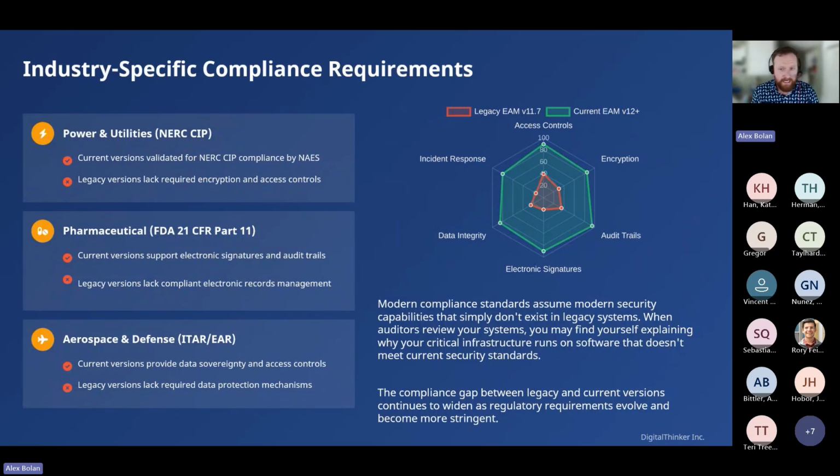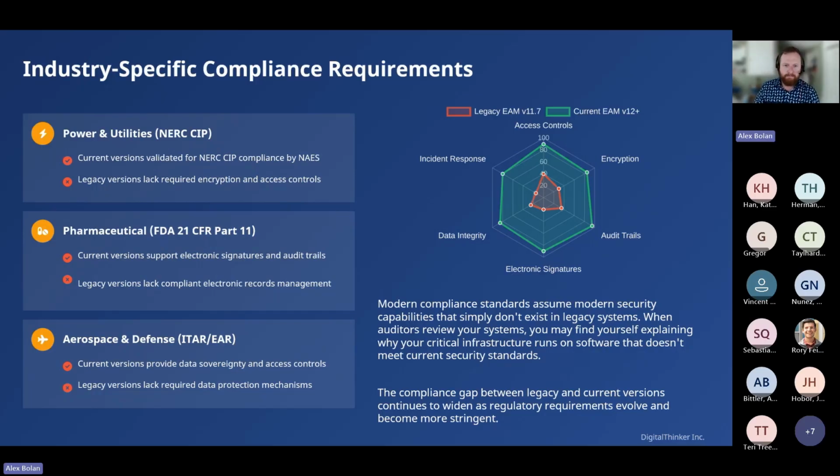For those of you in regulated industries, legacy systems or older versions create compliance headaches that get more expensive over time. Current versions of Hexagon EAM have been independently validated for NERC CIP compliance by the North American power industry's largest independent services provider, NAES. They confirmed that modern versions provide the encryption, access controls, audit trails, and incident response capabilities required for critical infrastructure protection. If you're on version 11.7 or older, this system lacks many of these compliance features.